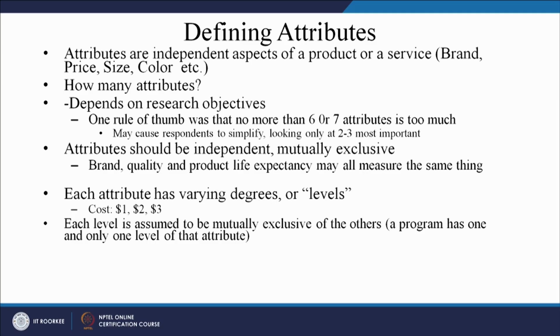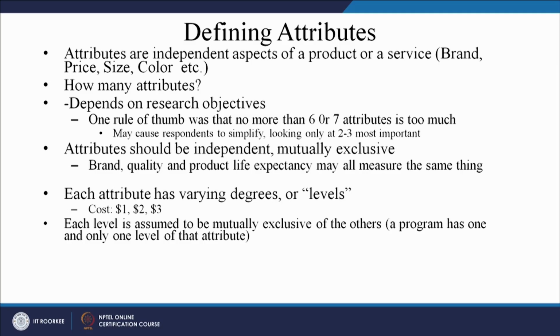So, the rule of thumb says the number of attributes should be maximum up to 7. You do not go more than 6 or 7, because if you take too many attributes with their number of labels, it becomes more complicated. So, 2 to 3 is, I think, ideal. Attributes should be independent and mutually exclusive, that is, clear and separate from each other.